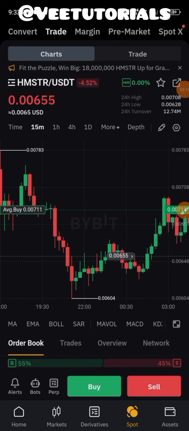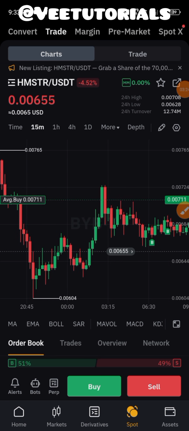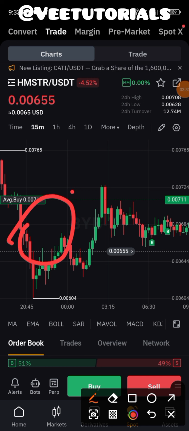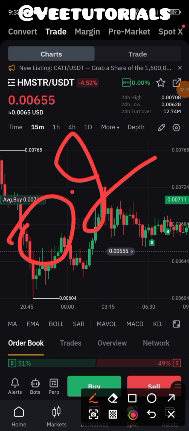Looking at the 24 hours high, the 24 hours low, and also the 24 hours turnover, it's one of the major reasons that makes me understand that this coin will definitely pump to 0.2 in the nearest future, which won't be long. It won't be that long again.